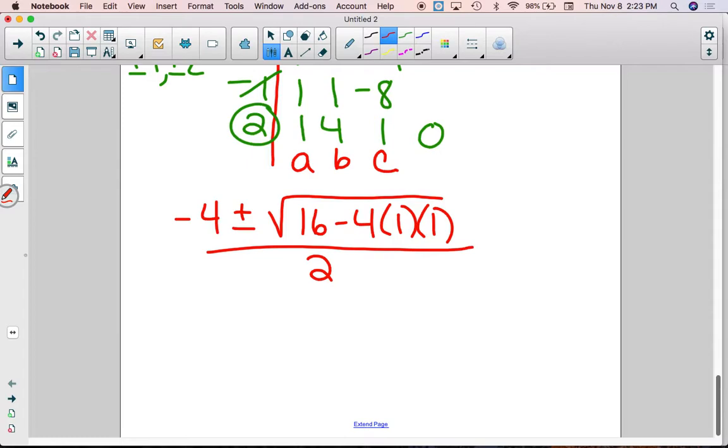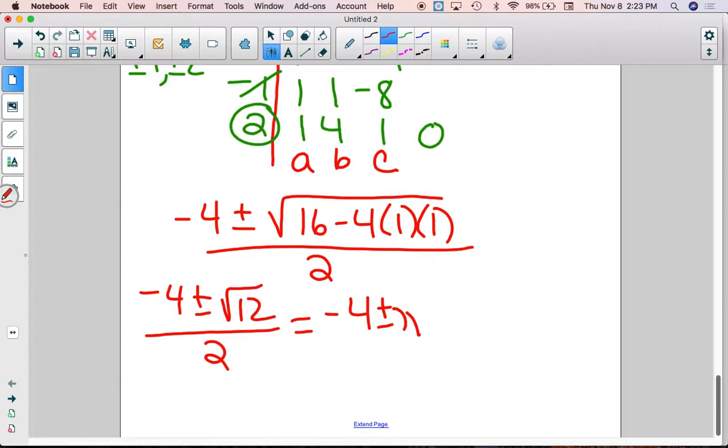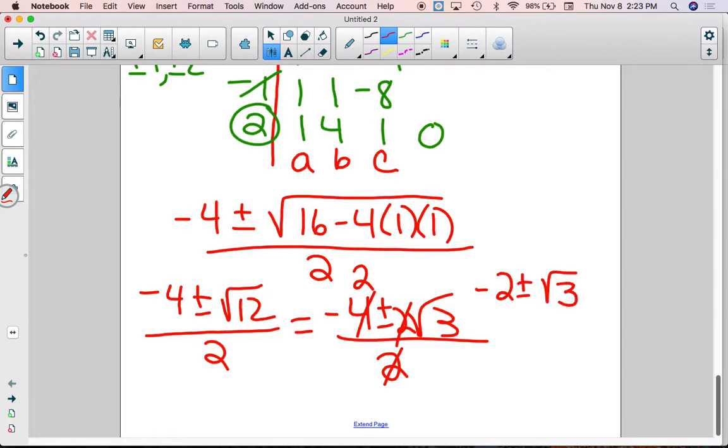So you get negative 4 plus or minus radical 12, divided by 2. What's radical 12 simplified to? 2 radical 3. Divide everything by 2. I get negative 2 plus or minus radical 3. Those are your last two. So those are your 4 answers: 2, 2, and that.